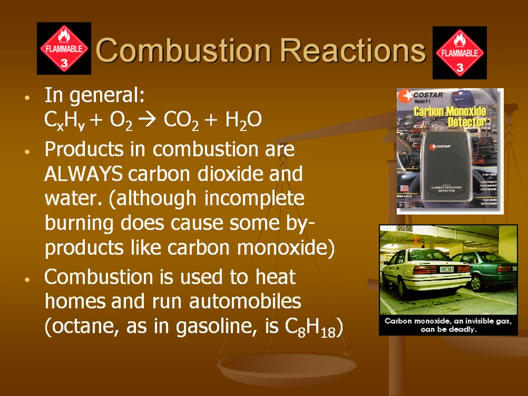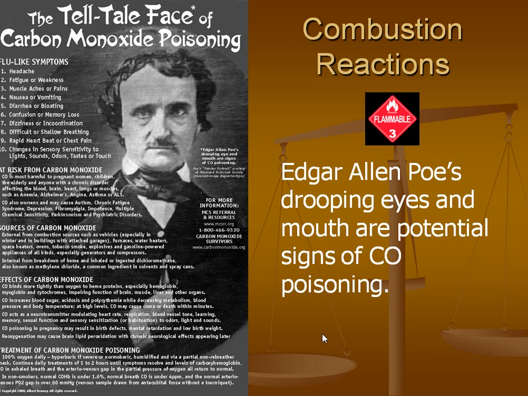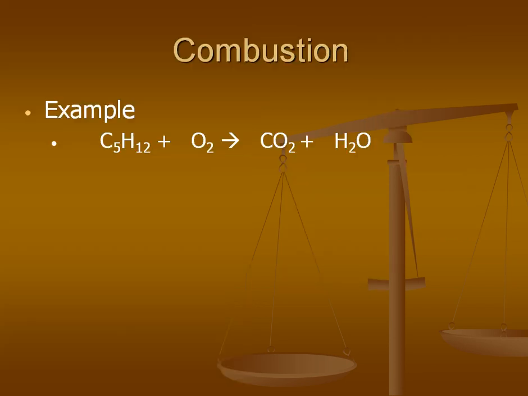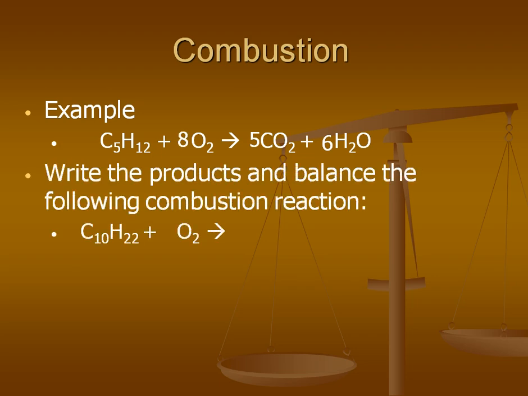Combustion is used to heat homes and run automobiles. Octane, which is known as gasoline, that is petrol, has the formula C8H18. Dizziness, drooping eyes and mouth are potential signs of carbon monoxide poisoning. Combustion, again: C5H12 reacts with oxygen and converts into carbon dioxide plus H2O. This is the balancing. Write the product and balance the following combustion reactions just for your practice. The products will be CO2 and H2O. This is the balancing.